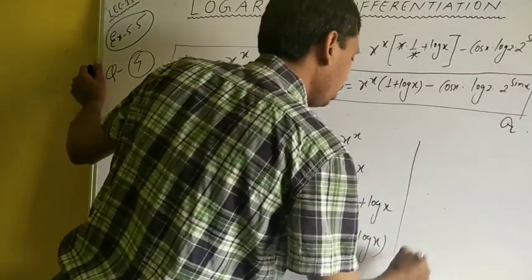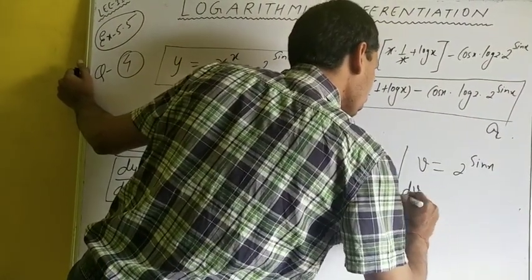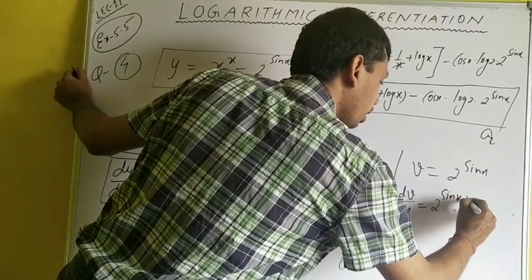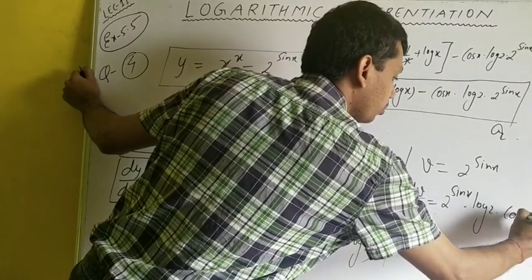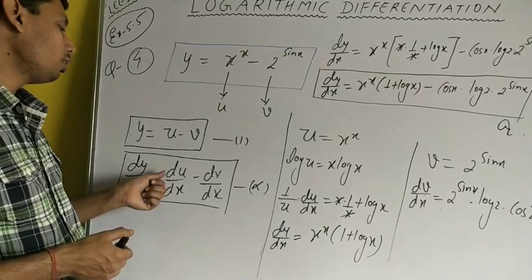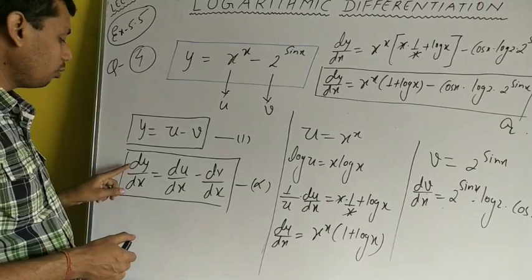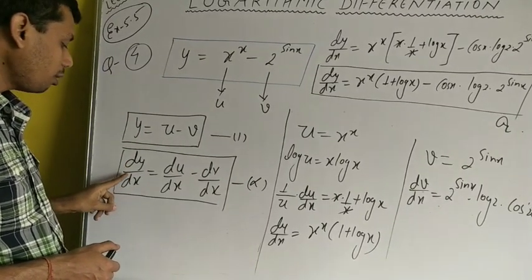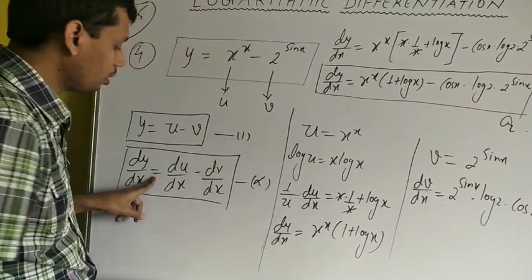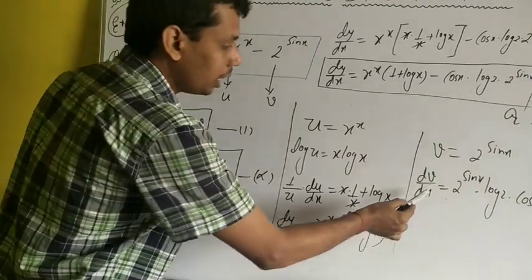And v is equal to 2 to the power sin x. So the differentiation of v with respect to x: the differentiation of a to the power x is a to the power x log a, and the differentiation of sin x is cos x. Now see, when we substitute this du by dx and dv by dx in alpha, the value of dy by dx will be equal to x to the power x into (1 plus log x), minus dv by dx, and dv by dx is equal to what?